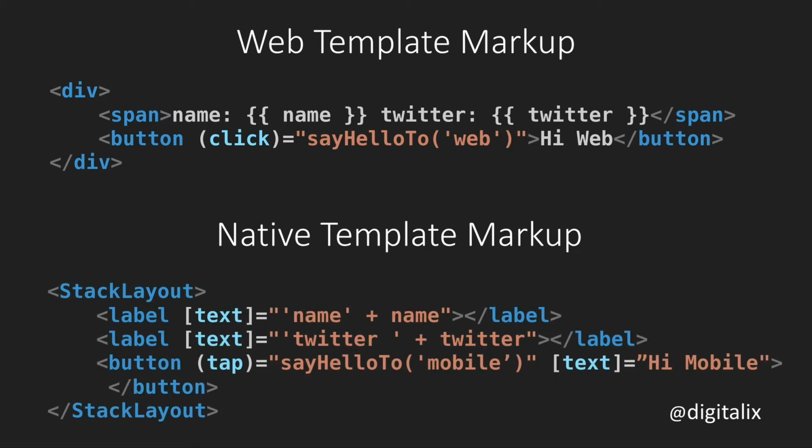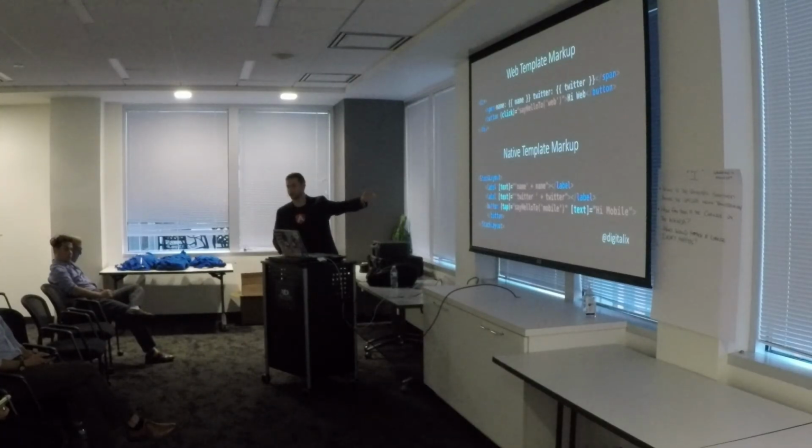There is no div. We have a stack layout instead, because we want to specify how we want that displayed. And instead of spans, we're going to use labels. Instead of a button, we're going to use a button. I shouldn't have said that. You know what I mean. So there are a few differences.